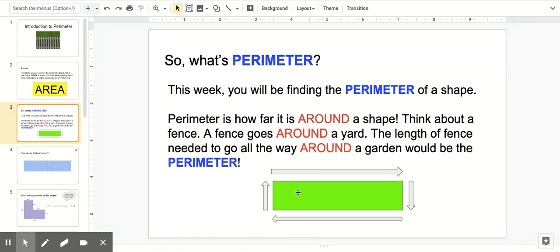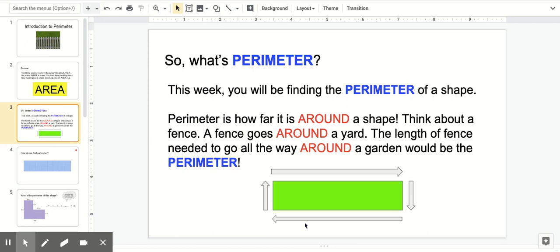So for example, I know a lot of people have been working in their yards this time of year. If this were going to be a new flower garden and you needed to know the perimeter of that garden, maybe to put a fence all the way around it, you would have to figure out how far it is to go all the way around the shape, all the sides. And that's why I picked the picture of a fence, because that's what perimeter represents. How far is it on the edge, all the way around?